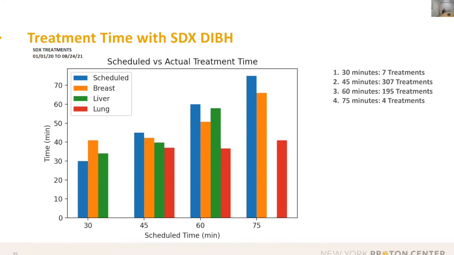And if you look at the 3 red bars, we can make a conclusion: no matter how complicated for lung cases, we can treat the patient in around 40 minutes. So the scheduling basically can be 35 to 40 minutes. That's reasonable for a whole lung patient. If we look at the breast cases, which is the orange bar, for patients with 45 and 60 minute schedules, we can roughly finish the treatment in around 45 to 50 minutes.